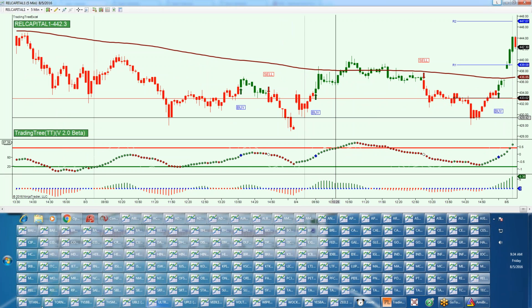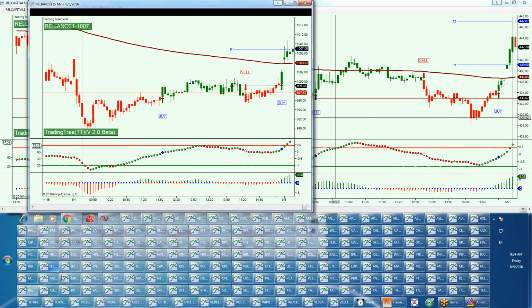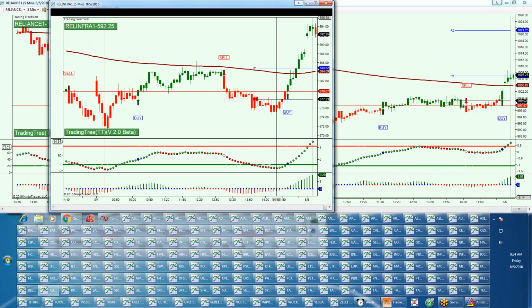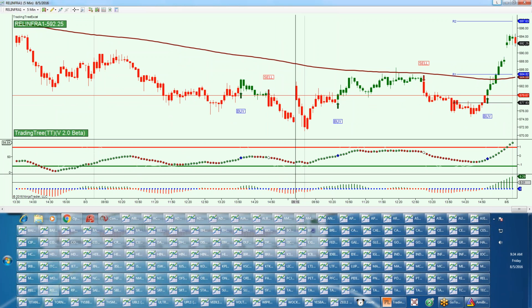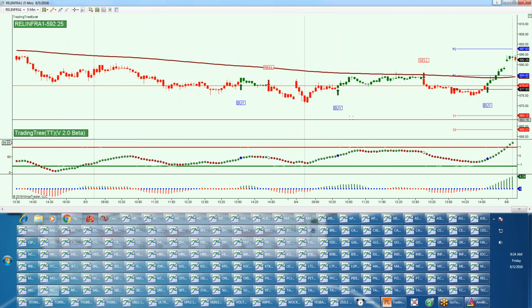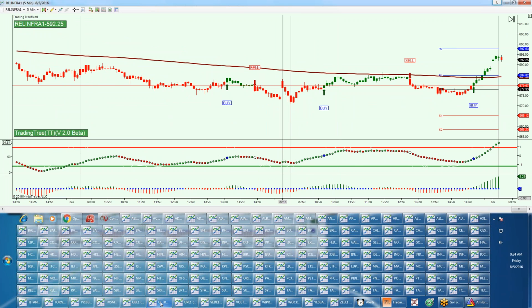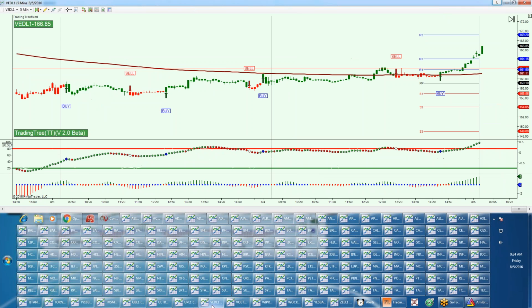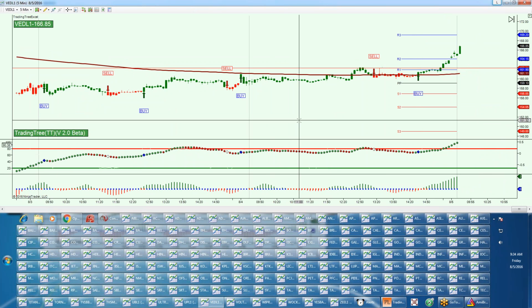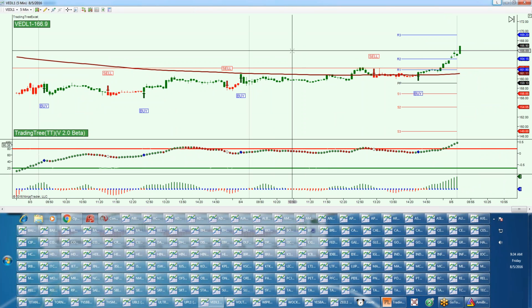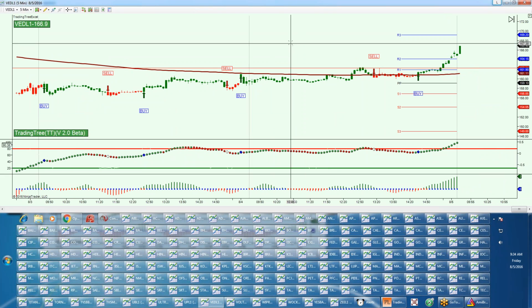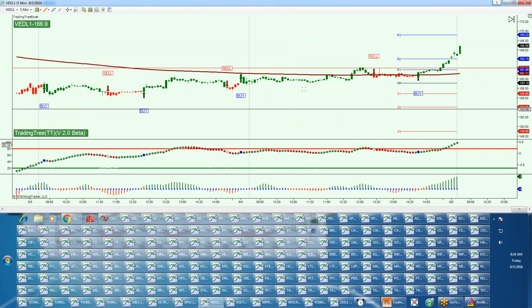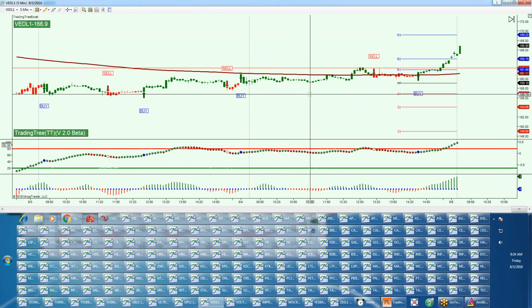So Rel Capital and Rel Infra are also both in green. So there goes Vedanta. The next level for Vedanta will be your R3, that is 169. Always try to book your profits slightly below your R3 or R2 or R1, and for sell calls slightly above your S1, S2 and S3.